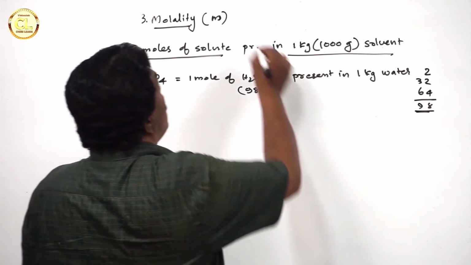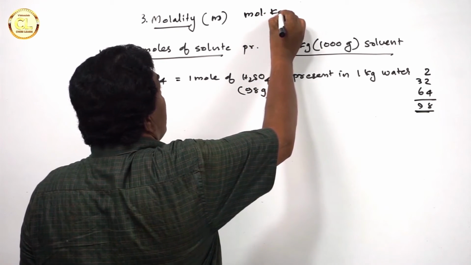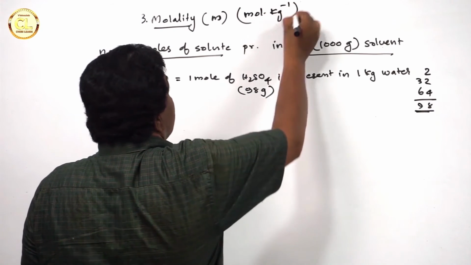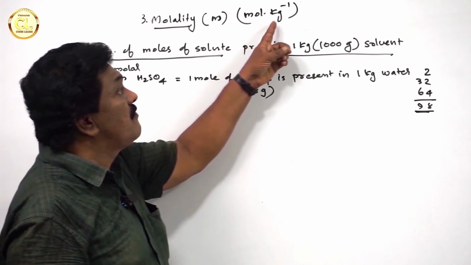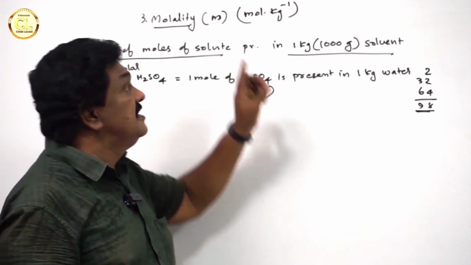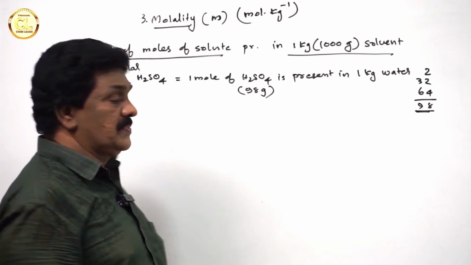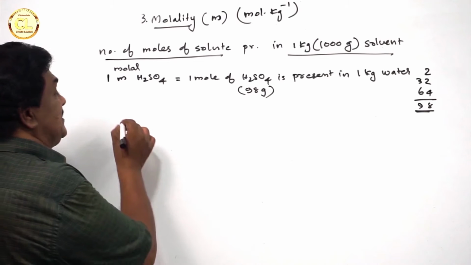So the unit of molality is mole per kilogram. According to the definition itself, the unit of molality is mole per kilogram. Molarity is mole per liter. This is mole per kilogram. Now, what is the formula used for finding molality?